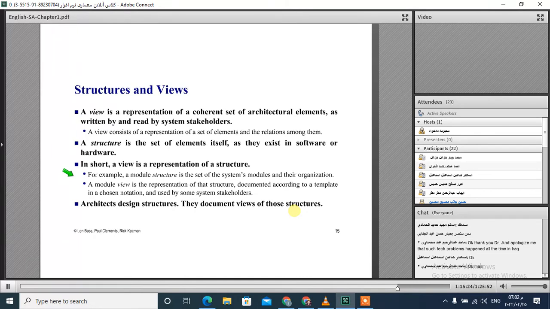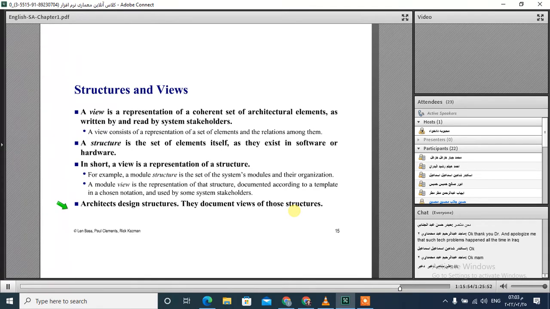For example, for a module structure, we can use different diagrams to show that structure. For example, we can use the hierarchical tree views for showing the hierarchical modules of the system. A module view is the representation of that structure, and we will document the module structure of the system.